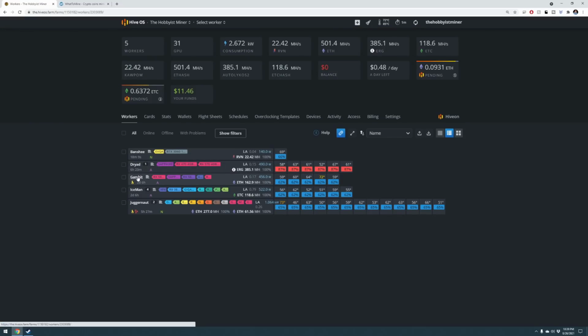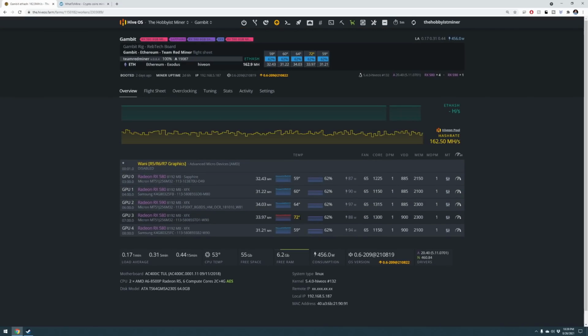So I'm going to come into our Gambit rig here. One of these cards is a little toasty right now. And this is when I'm mining nonstop for, it looks like uptime, 2 days, 6 hours. I got to stop playing with these things. But we have a 24-hour period on this, which is good to know.